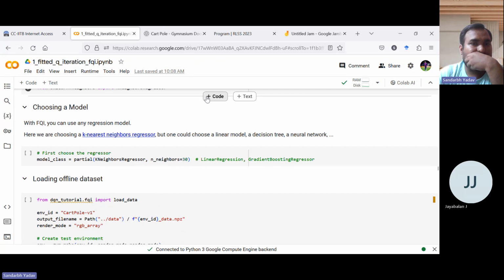You remember you need to have this Q function approximator. You will give state as the input, and basically you need Q values for each of the state. Here you could have used a neural network or some other model, but in this notebook they have used K nearest neighbor regression. You might have heard of K nearest neighbor.